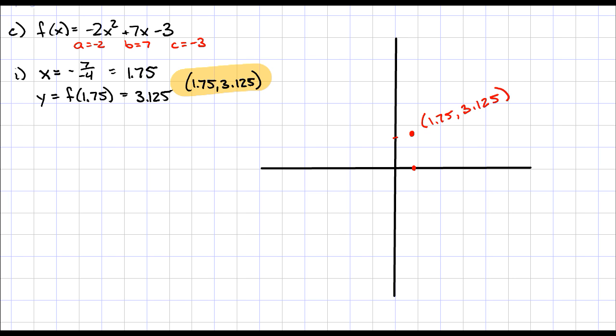Okay, again, looking at the coefficient on x squared, or in other words, looking at a, I see that a is negative. The fact that a is negative tells me that this parabola is going to be opening downward.